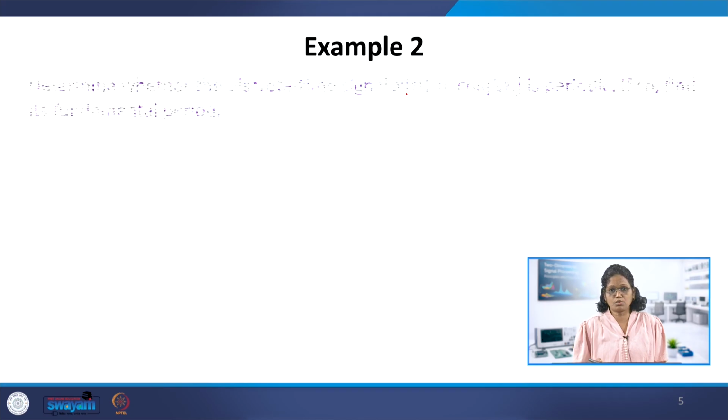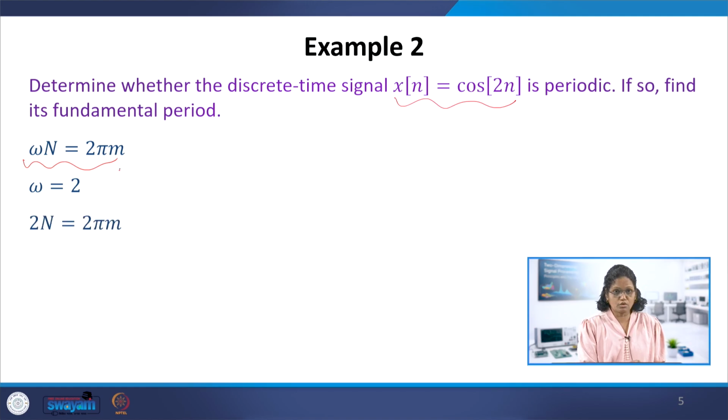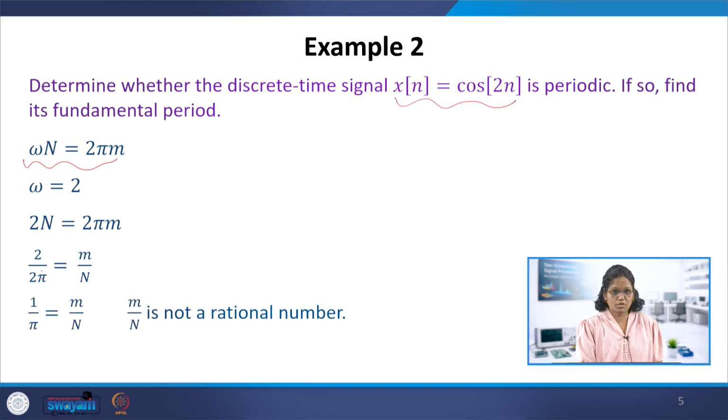Take example 2, in which we check whether x of n equal to cos 2n is periodic or not. If it is periodic, again find the fundamental period. We go to omega n equal to 2 pi m, the equation which we had seen. Omega here is 2, so 2 into n is equal to 2 pi m, and omega by 2 pi, that is 2 by 2 pi, is equal to m by n. This ratio is 1 by pi, which is not a rational number, not a ratio of integers. So this signal is aperiodic.